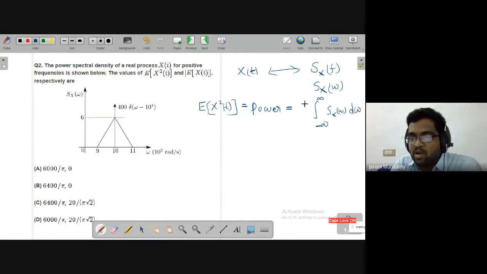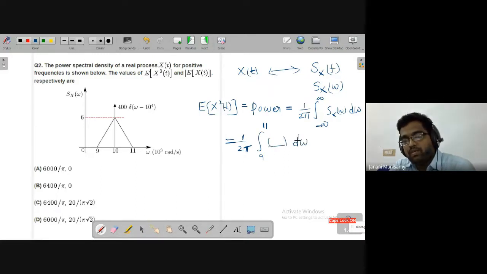As it is in the omega domain, I have to put 1 by 2 pi. If it is in frequency domain, you should not put 2 pi in the denominator. So now 1 by 2 pi integration 9k to 11k, then the triangular function. Here it consists of the triangular pulse as well as the impulse.